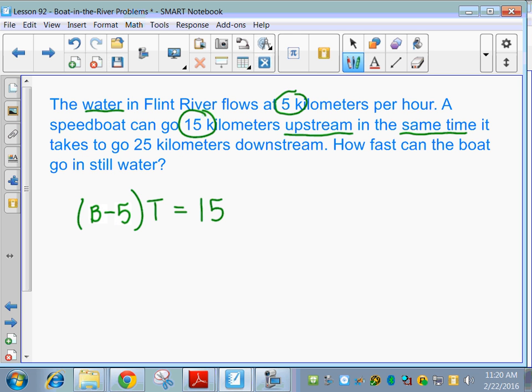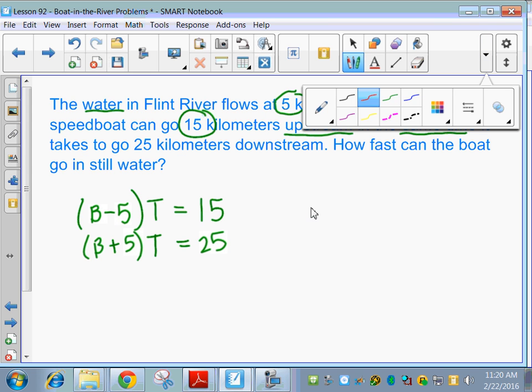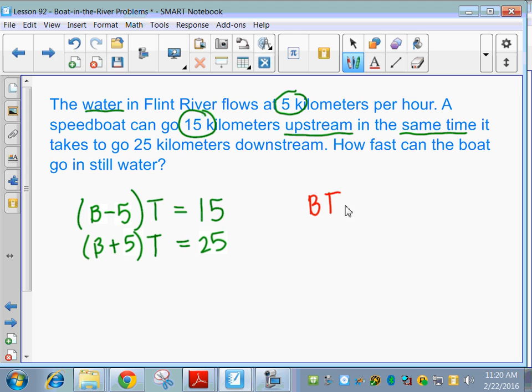Now we're going to go 25 kilometers downstream, which means with the water, so we're going to add them together. The water stays 5, it's 5 either way. And this time we went 25 kilometers. So you have to distribute on this one. Let's distribute that t. So bt minus 5t equals 15. And over here, bt plus 5t equals 25.